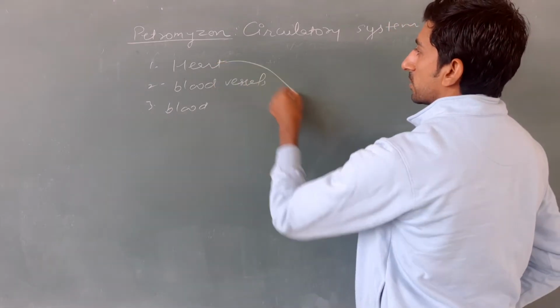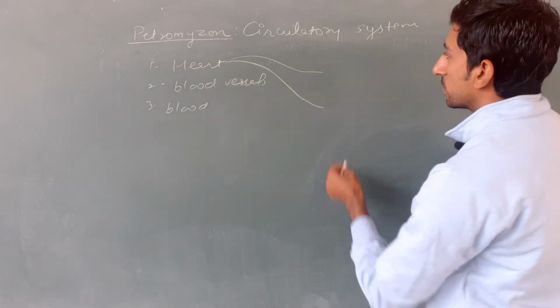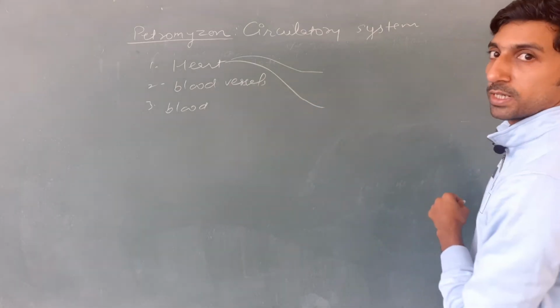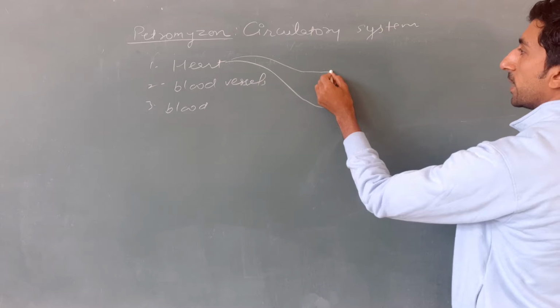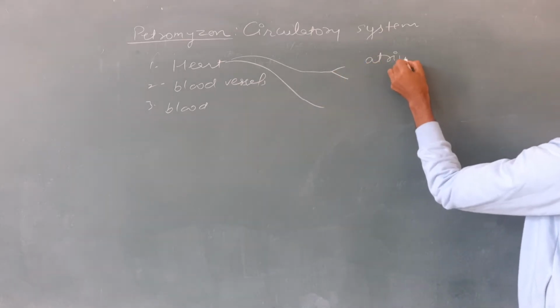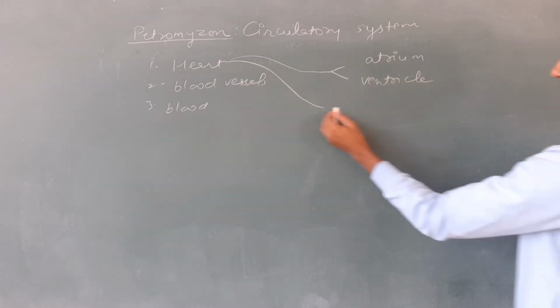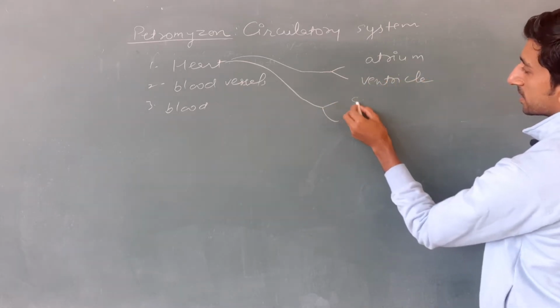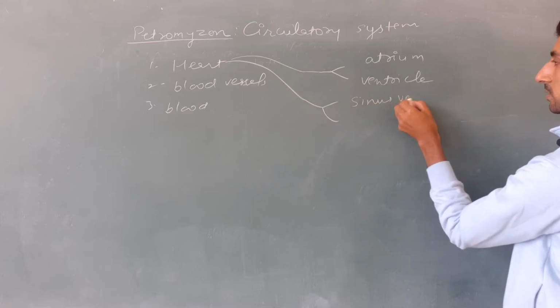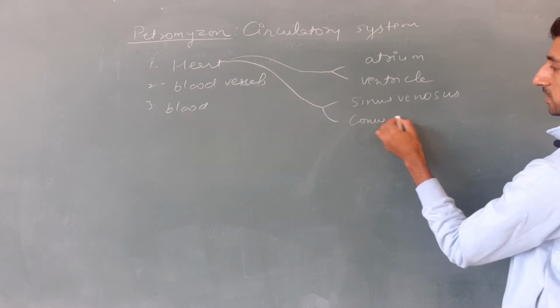So first we will talk about the heart. The heart of Petromyzon comprises two main chambers and two accessory chambers. The two main chambers are a single atrium and a single ventricle, while the two accessory chambers are sinus venosus and conus arteriosus.